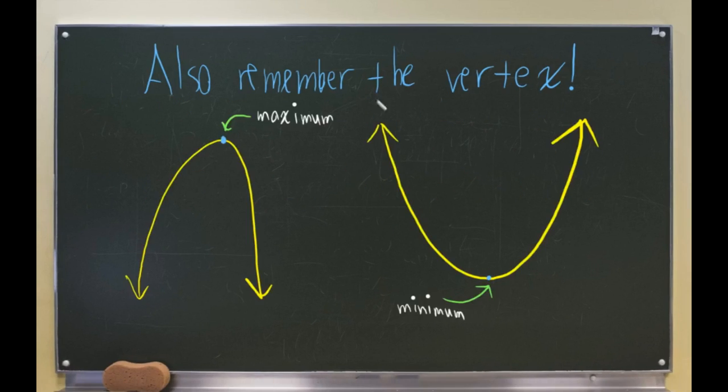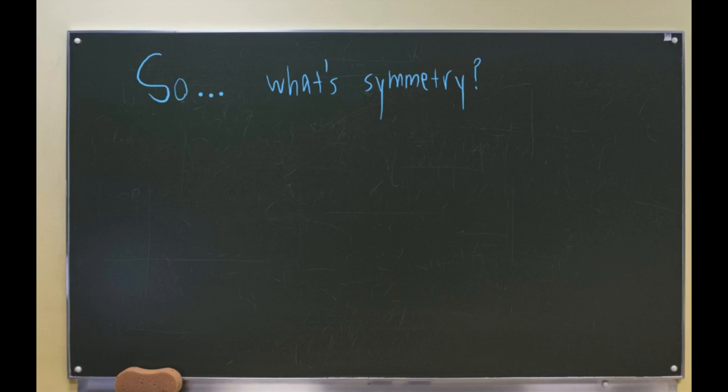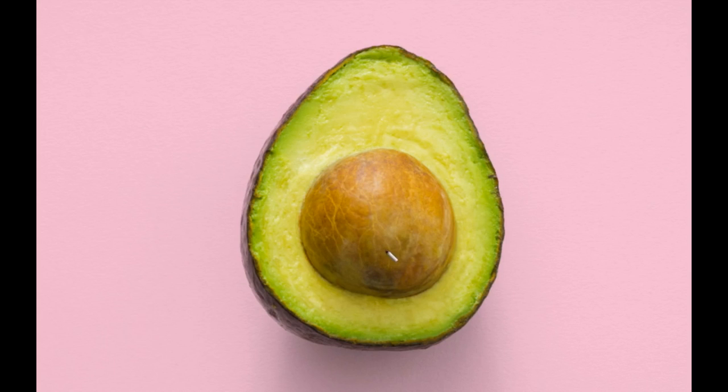So you need to also remember the vertex. Remember, it is the maximum or the minimum, depending on the parabola. And symmetry, that's what today's video is about. What does that mean? Well, basically, if you want to cut something exactly in half, that's what symmetry is.